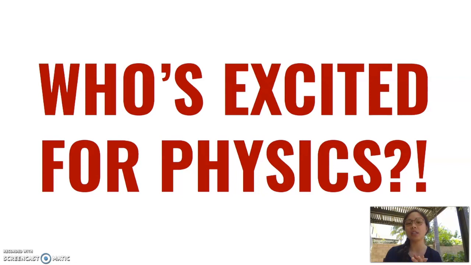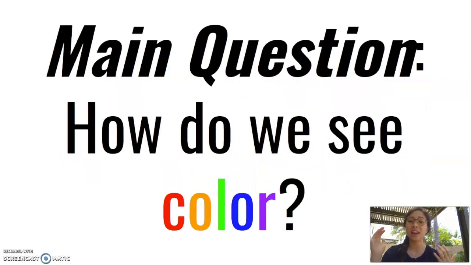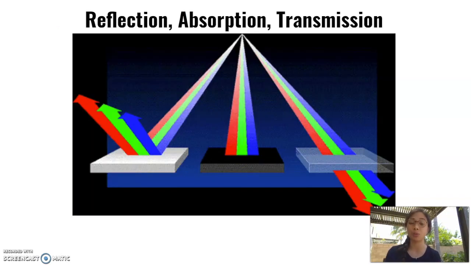So the main question that we'll be addressing in this video is, how do we see and perceive color? How do we do that? Before we get into that, let's talk about how light can interact with matter. It can be reflected off of matter, it can be absorbed by matter, and it can also be transmitted through matter. So remember that reflection, as you can see in this image, is when light bounces off of the object. Absorption is when the light is absorbed by that object, and the energy is then also absorbed by the object, usually in the form of heat. And then transmission is when light passes through the object.